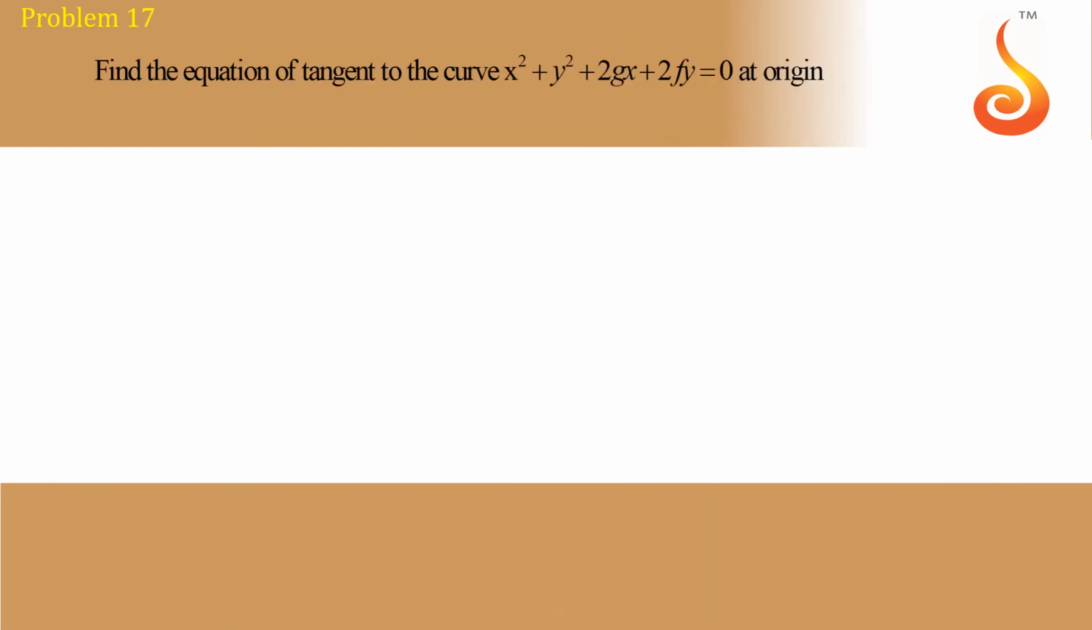Next problem. Find the equation of tangent to the curve x square plus y square plus 2gx plus 2fy equal to 0 at origin. Problem is very simple, I know. But here I am going to discuss a very important concept by taking this example. The first point, please remember, curve passing through origin.